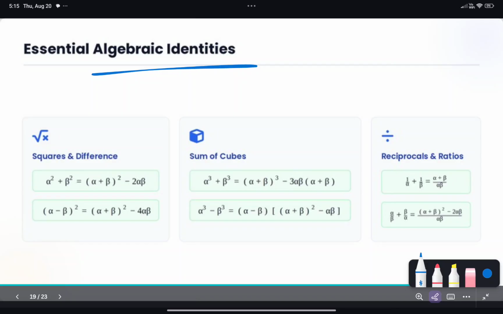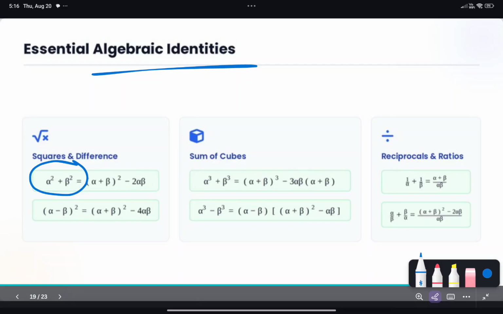Alpha square plus beta square, how can we write? Alpha square plus beta square is equal to alpha plus beta whole square minus 2 alpha beta. We can derive it. How? Alpha plus beta whole square, we can expand: alpha square plus beta square plus 2 alpha beta, minus 2 alpha beta. Plus 2 alpha beta and minus 2 alpha beta cancel. What terms are left? Alpha square plus beta square only. So alpha square plus beta square is equal to alpha square plus beta square. Clear?